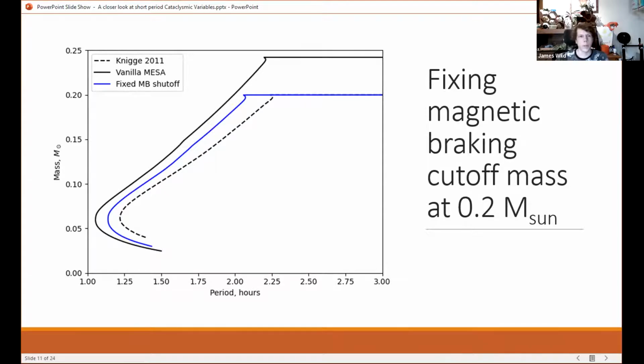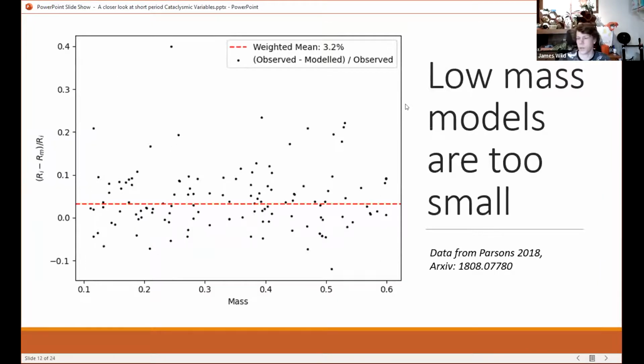There's another problem, and I've already mentioned it, and that's that the models for low mass stars are just generally too small. It's really crucial that that equilibrium radius is accurate, since that's our foundation. So this is data from a great Stephen Parsons paper, where he's collected a bunch of masses and radii for low mass stars. I've run some just vanilla MESA models, and I've plotted how much larger the observations are than you'd expect. And you can see that the mean is about 3%-ish across the whole mass range. And to my eye, it looks pretty flat. That's the mean weighted by the error on the data, which I've not plotted because it's just a mess.